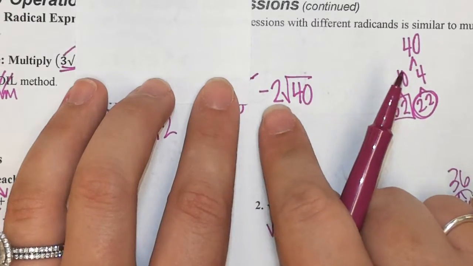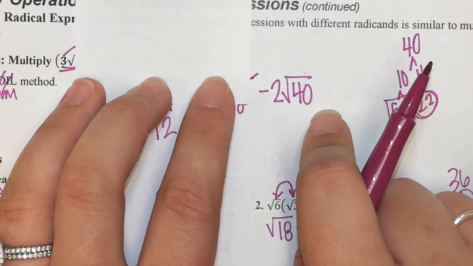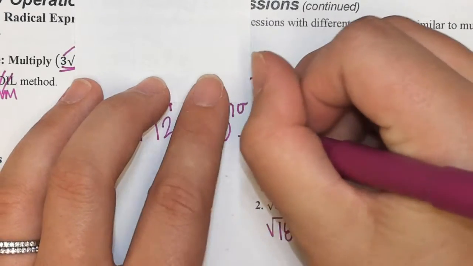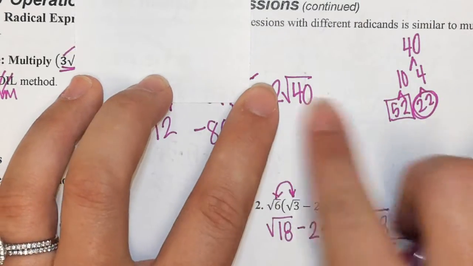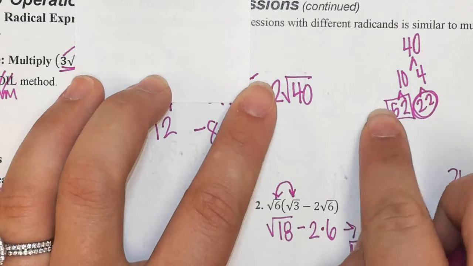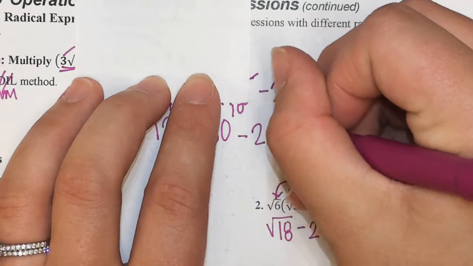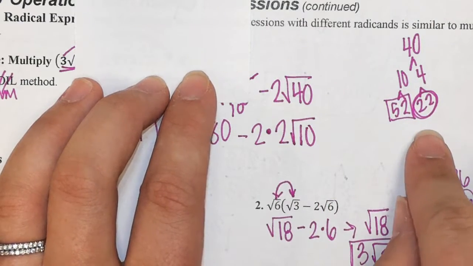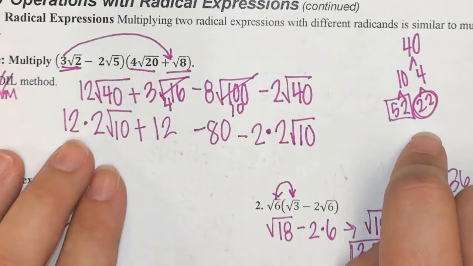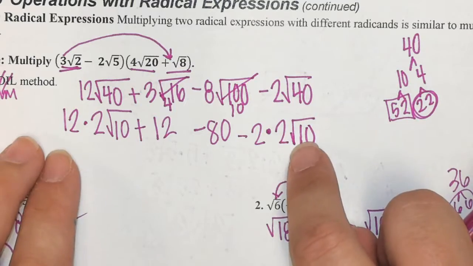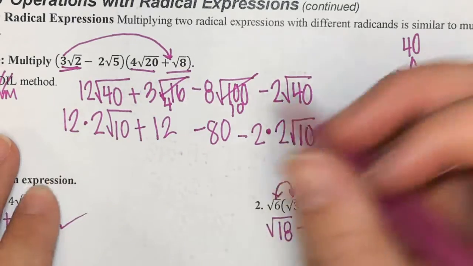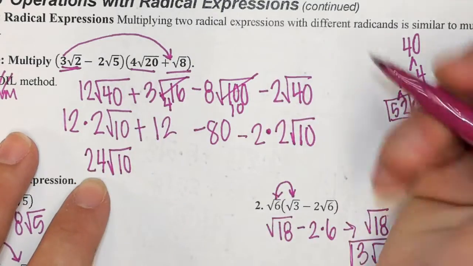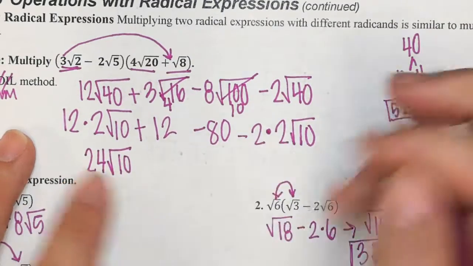Now we're left with negative 2 square root of 40. Didn't we just simplify the square root of 40? Yes. So negative 2 stays out front. 40 broke down to be 2 square root of 10. So bring your 2 out front, and 10 stays at home. So now, what's 12 times 2? 24. So let's write this down one more time before we combine. 12 times 2 is 24 square root of 10.